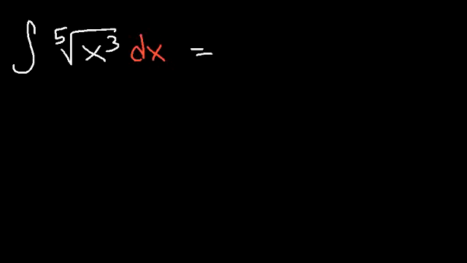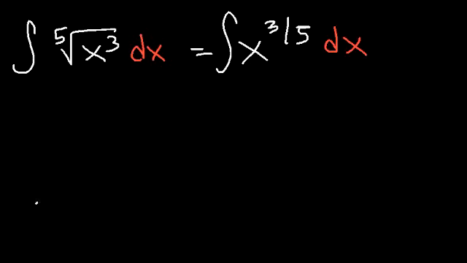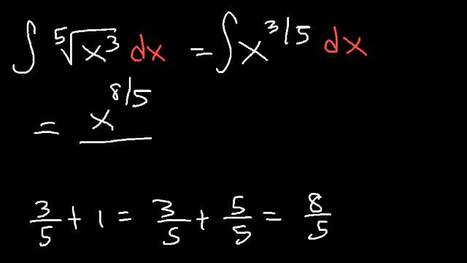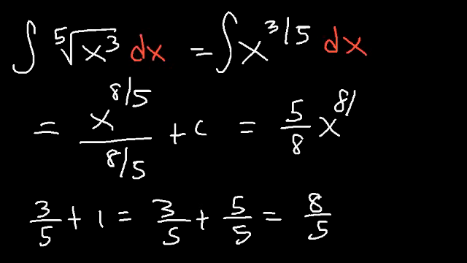So now that you know how to do that, try this one. Go ahead and find the integral of the 5th root of x cubed, dx. So let's begin by rewriting the function. So it's x raised to the 3 over 5. And now let's add 1. 3 over 5 plus 1 is the same as 3 over 5 plus 5 divided by 5, which is 8 over 5. So this is going to be x raised to the 8 over 5 divided by 8 over 5, or 5 over 8 times x to the 8 over 5 plus c.